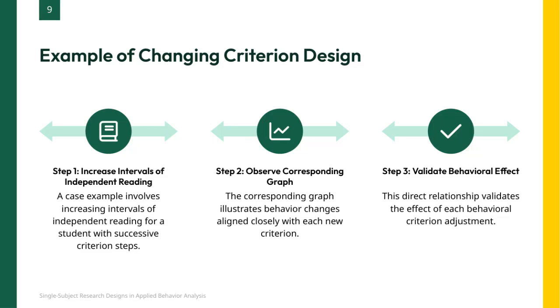Here we have an example of a changing criterion design in action. First, we start by gradually increasing the intervals of independent reading for a student, setting successive steps as criteria. Next, we observe the corresponding graph, which clearly shows that the student's behavior changes closely follow each new criterion step we've set. Finally, this direct alignment between the criteria and the observed behavior validates that each adjustment has a genuine effect on the student's reading behavior. This method allows us to see how specific, incremental changes can effectively shape behavior over time.